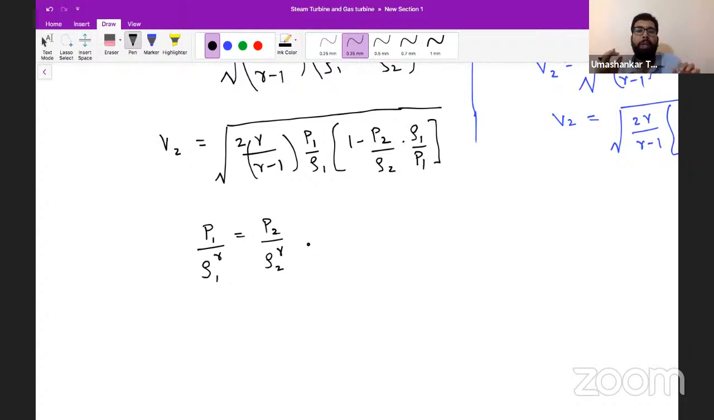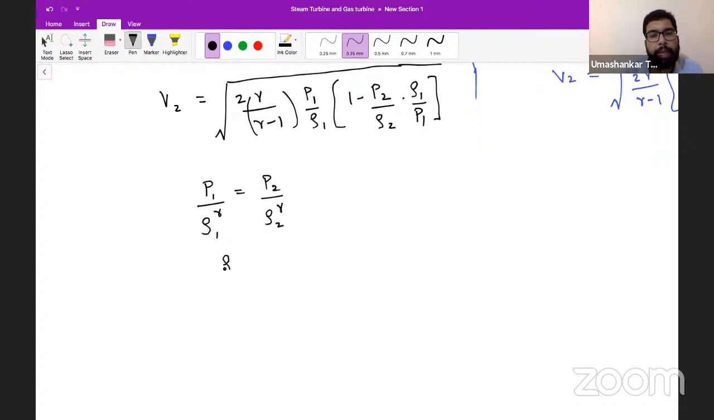Very popularly used in reversible adiabatic conditions, PV^gamma is equal to C. Yes or no? I just reversed the volume into density. So from here we can replace rho 1 by rho 2 in terms of P1 by P2, to the power 1 by gamma.